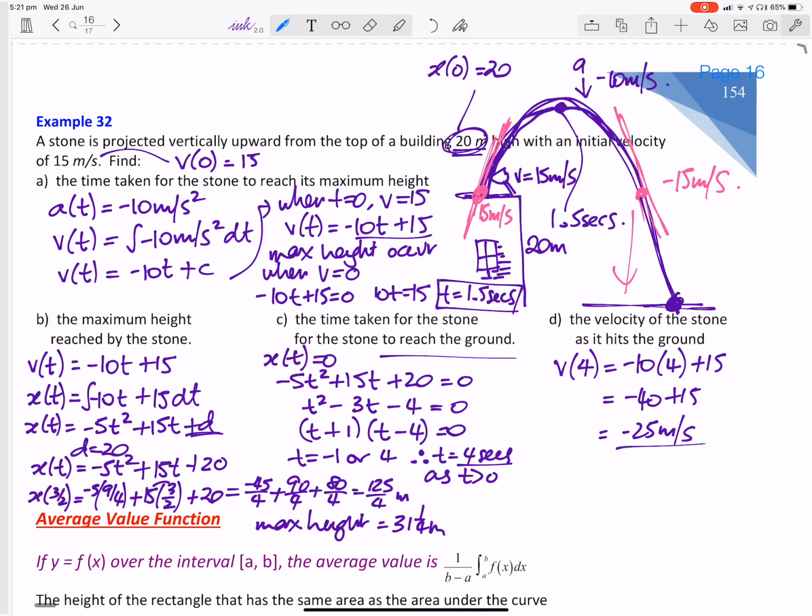Does that make sense? It takes 1.5 seconds to get up to here. So it's going to take another 1.5 seconds to get back down to here because it's symmetrical. So that's 3 seconds. And then it takes another second to drop right down. If here it's at negative 15 meters a second and we're accelerating at negative 10 meters per second squared, in another second we should be at negative 25 meters a second, which is what we are.